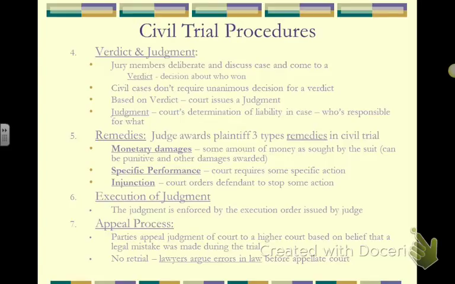And I think that is it for today. Yes, we're going to stop there for today. And we'll pick up with criminal trials next class.